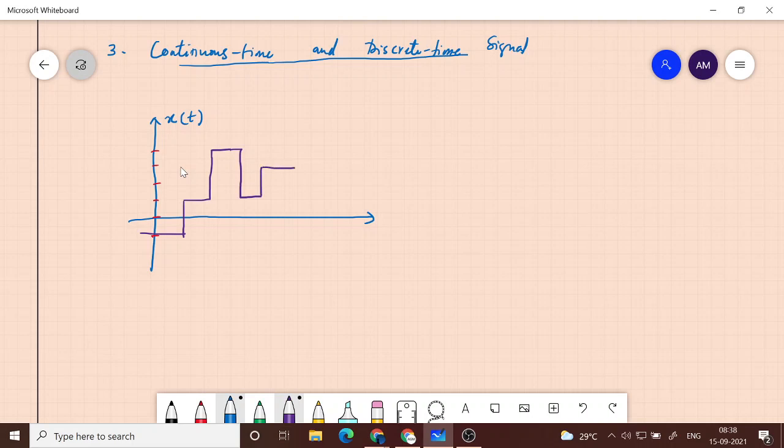So this is a continuous time signal. This is our time axis. But you see that you take any value of time in the x-axis, any point, the signal value is defined there. It is not restricted to some discrete instants of time, but for all values of time the signal is defined. So let me just give that definition here.